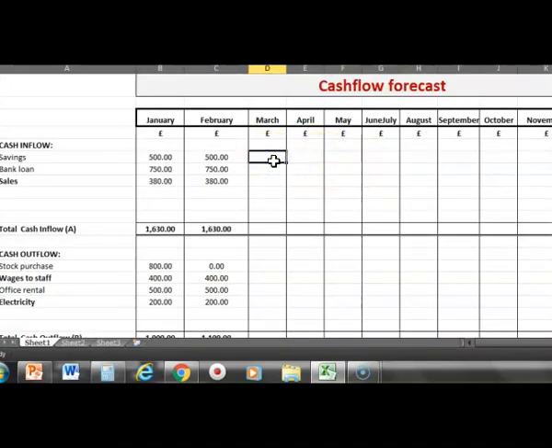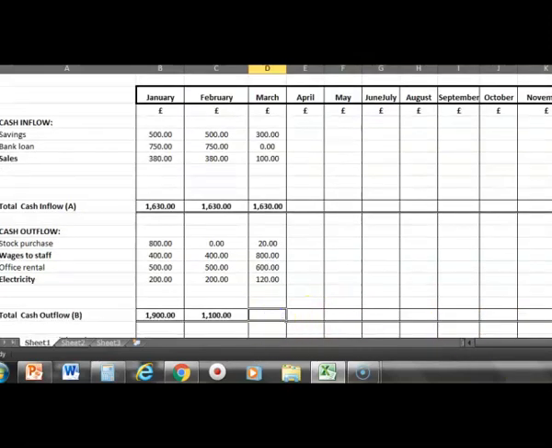I'm just going to make this up. Let's say the savings is 300, the bank loan is nothing here, and the sales figure is 100. Okay, and for stock purchase, let's say they buy something in March: there's a 20 stock, wages 800, office rental 600, and paid electricity 120. Let's see what they get for the cash outflow.